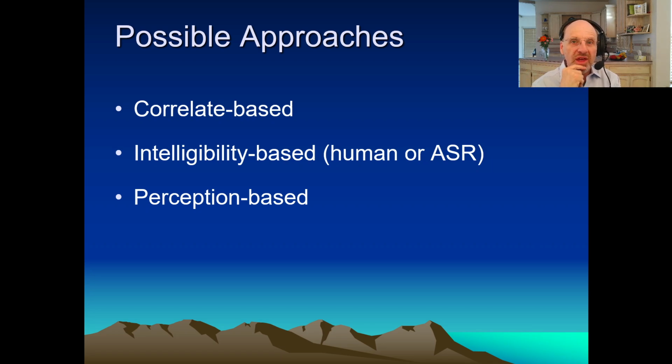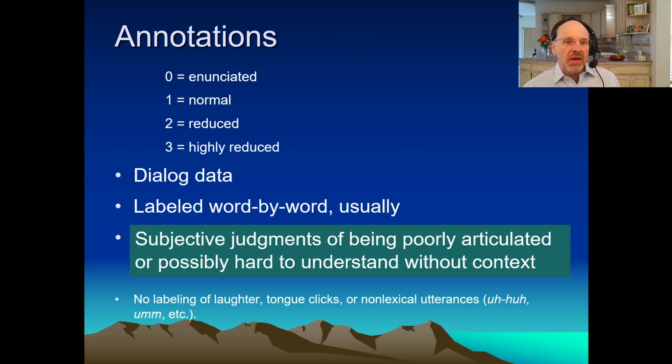So we came up with a purist approach. We're actually focusing on modeling human perceptions of reduction, what seems to people to be reduced. Here we use that definition that I showed you earlier: subjective judgments of being poorly articulated or possibly hard to understand without context. Students in the lab very patiently annotated many minutes of dialogue for how reduced they were, where 0 is enunciated, 3 is highly reduced, and we have the other scales. And we always work with dialogue data.